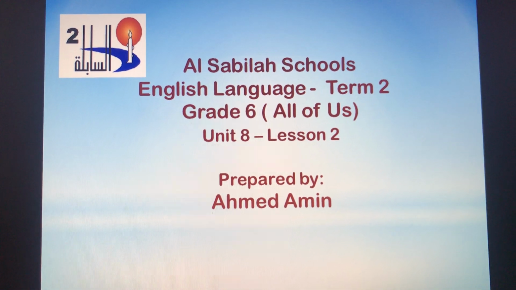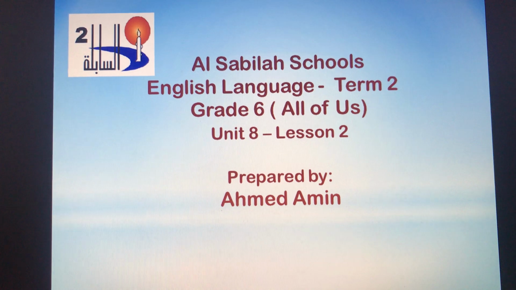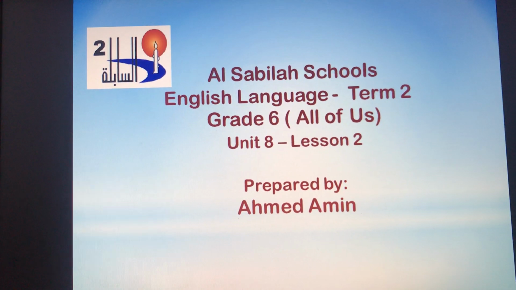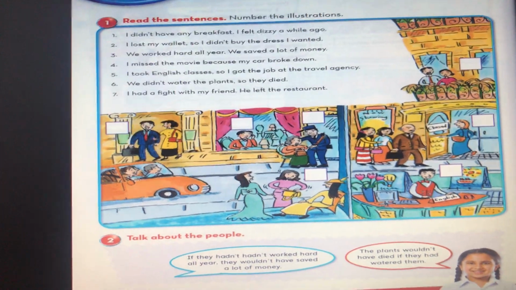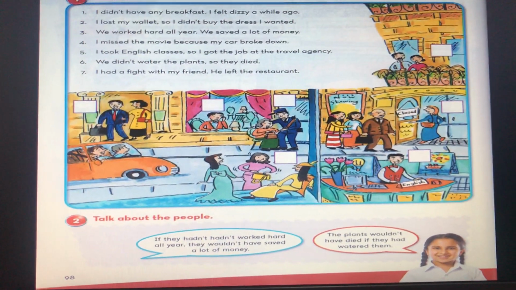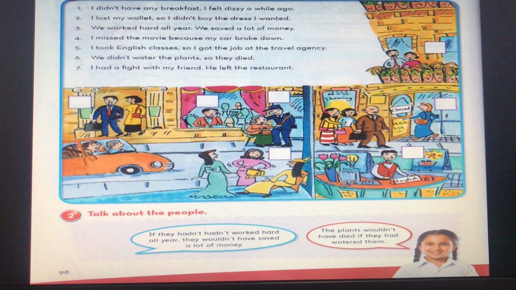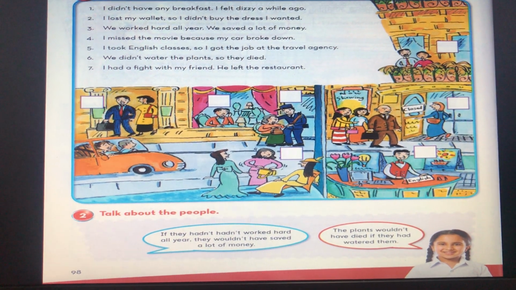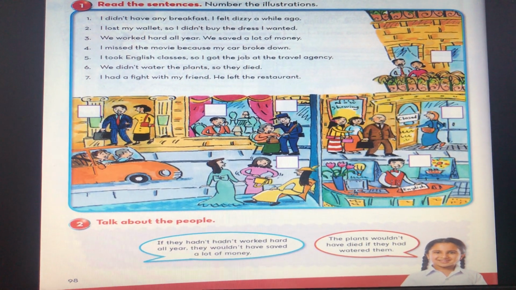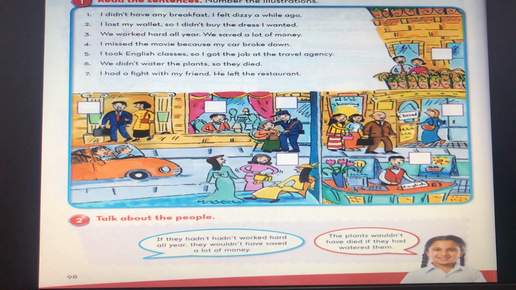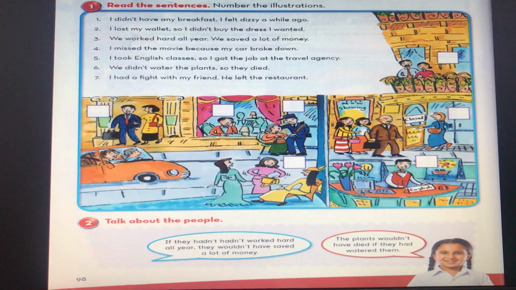Today inshallah we are going to continue studying lesson 2 unit 8. Let's start. As you see here we have 7 sentences and also we have 7 different pictures. We have to read the sentence and to number the picture that is related to that sentence. Let's start.